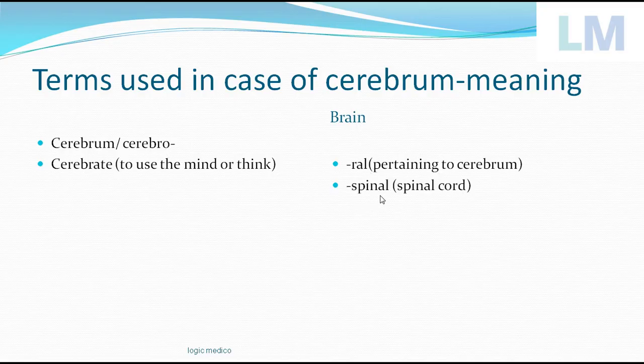Cerebrospinal meaning brain and spinal cord. Spinal means spinal cord. So for example, cerebrospinal fluid, a fluid which is encircling our brain and spinal cord. Cerebrospinal fluid or CSF. Cerebrovascular. Cerebro means brain, vascular means blood vessel. Cerebrovascular accident meaning damage to the blood vessel resulting in ischemia and death of the neurons in the cerebrum. That's called cerebrovascular accident.